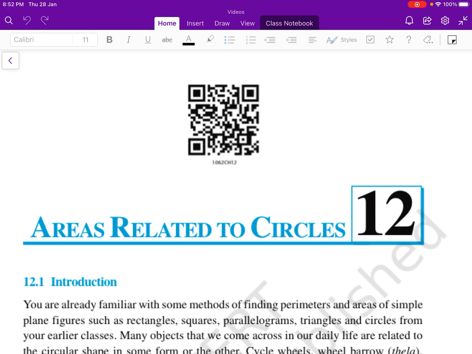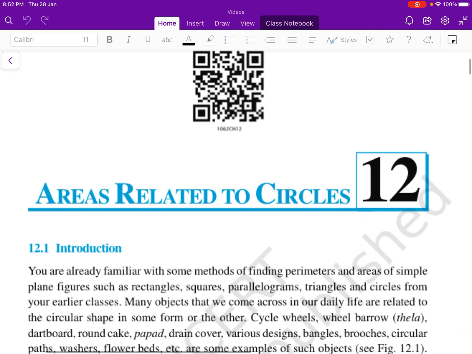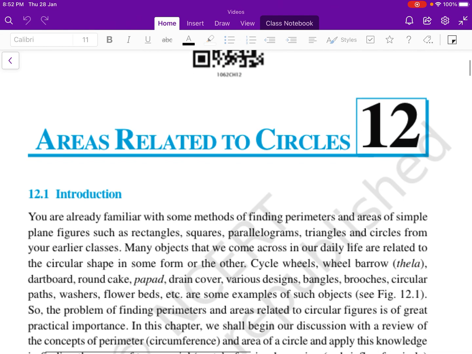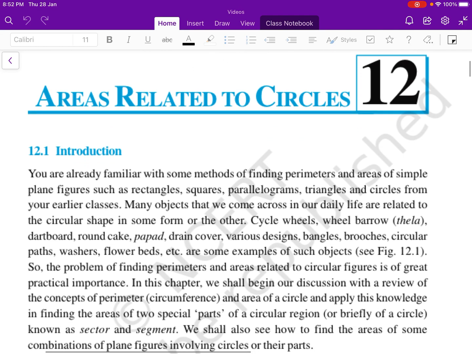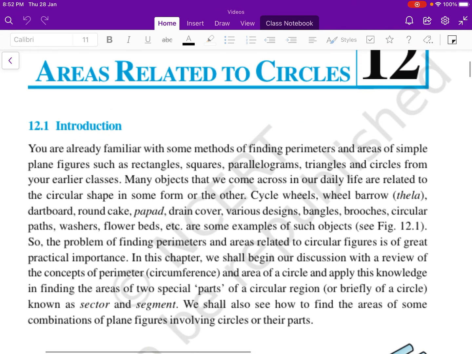Area related to circles. We are already familiar with some methods of finding perimeter and area of similar plane figures such as rectangles, squares, parallelograms, triangles and circles from the earlier classes.